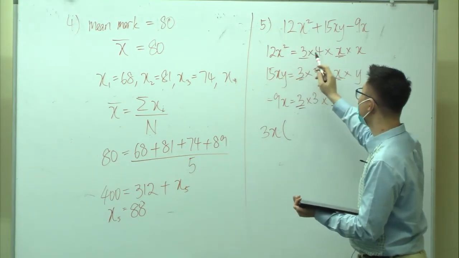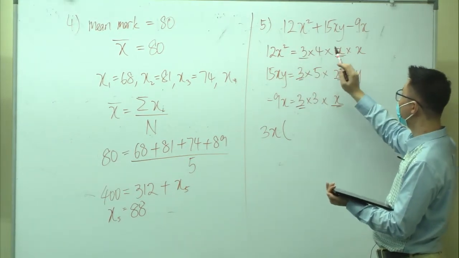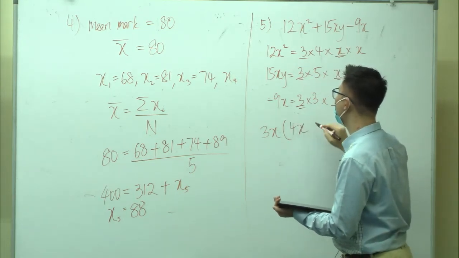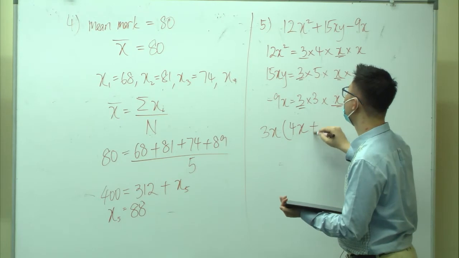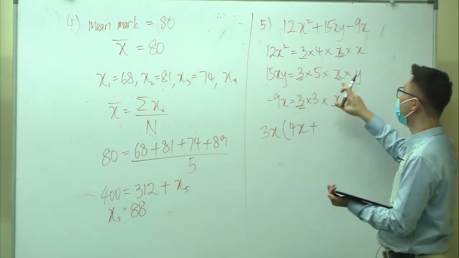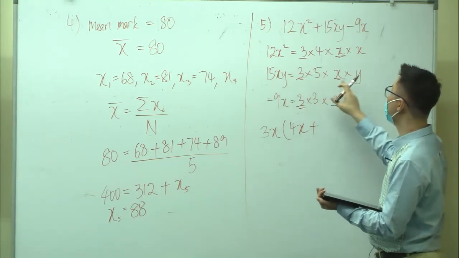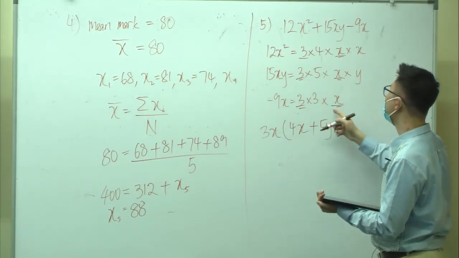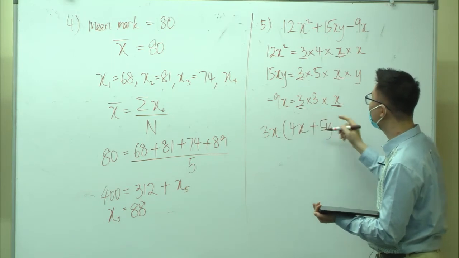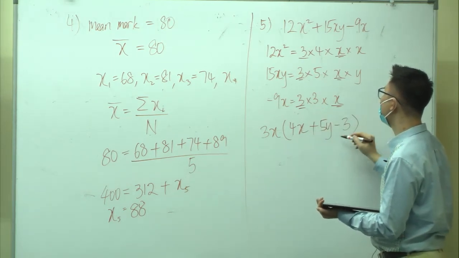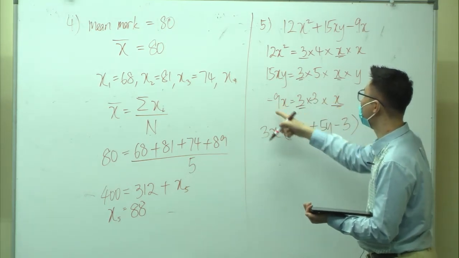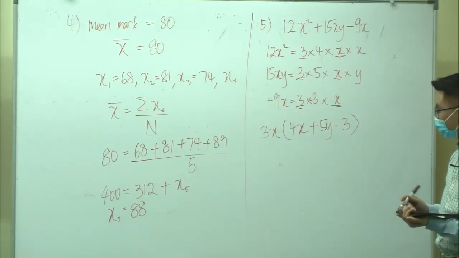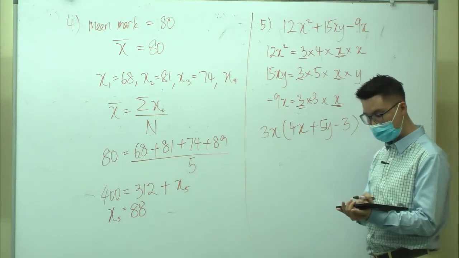After you take out the 3 and x, what is left? You left 4 and x, right? So 4 times x is 4x. Next one, you take out the 3, you take out the x. Now this 15xy will remain 5y. For this one, you take out the 3 and the x, now it remains 3. Oh, sorry, this is minus. You have a minus sign here. So now this is the answer.